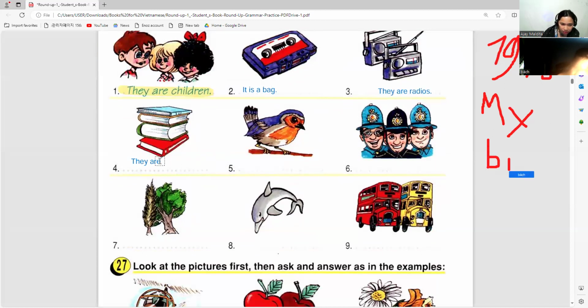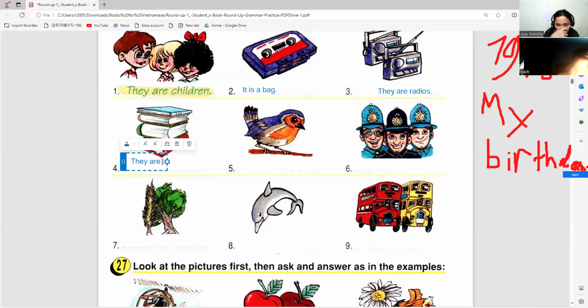Oh, Wangbak is doing something again in our class. Oh, your birthday? When is your birthday? Wangbak, when is your birthday?